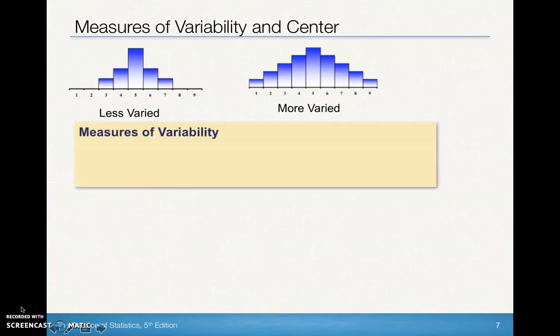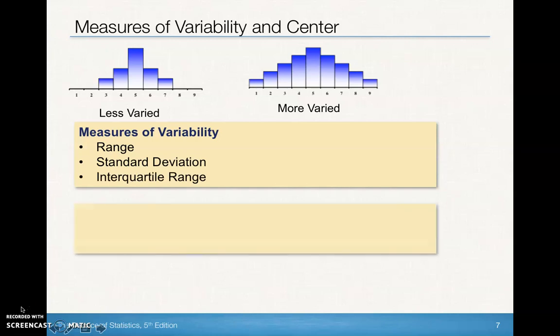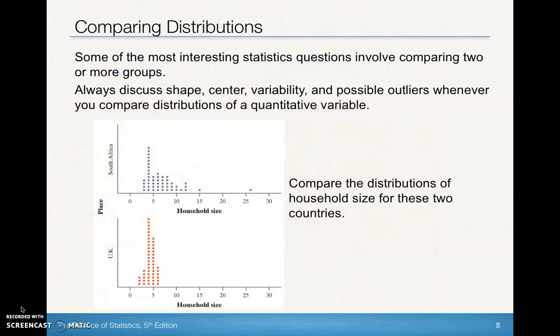So here are some measures of variability you can use to help you. The range, the standard deviation, which we'll talk about in 1.3, and the interquartile range, which we'll talk about in a little bit. Measures of center, that would be your mean and your median.